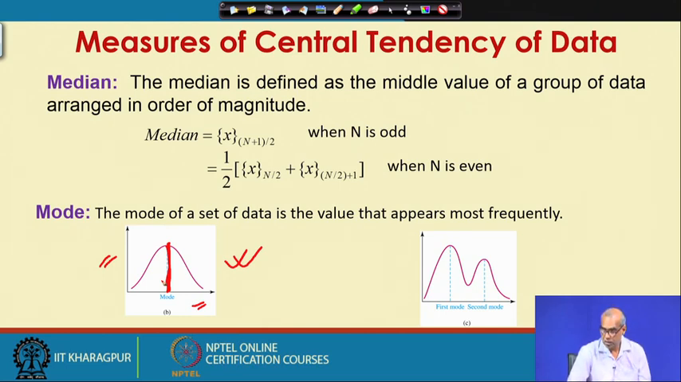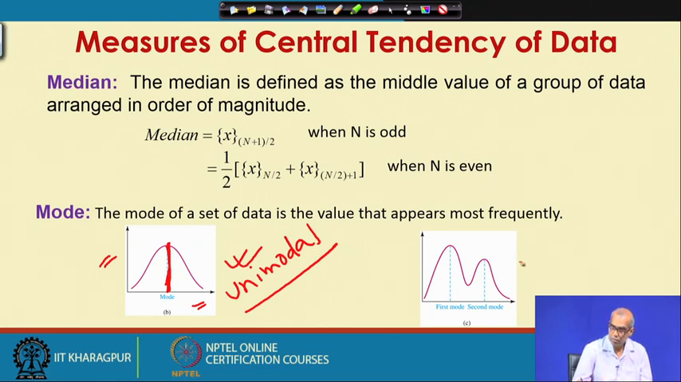It is not necessary that there will be only one mode. If there is only one mode, we call it unimodal. If the plot is like this, frequency versus observations, you have one mode here, you have another mode here. So, this is known as bimodal distribution.